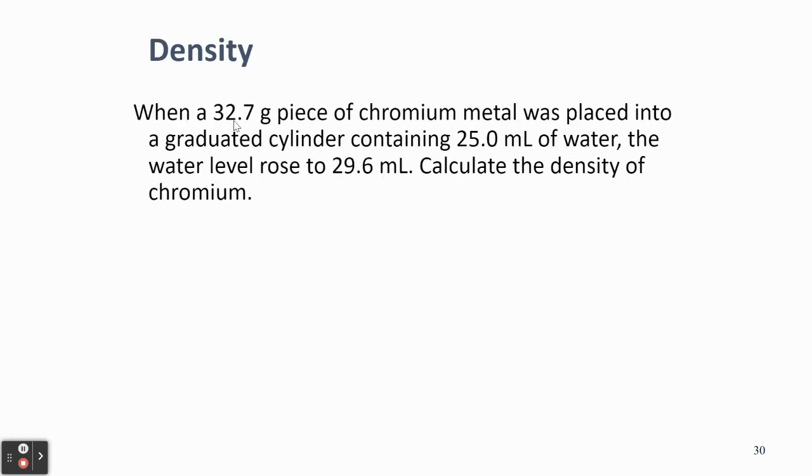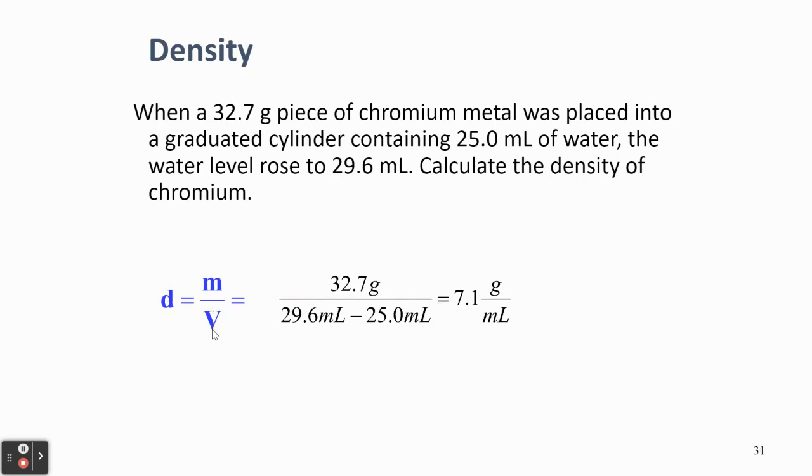So looking at another example, when a 32.7 gram piece of chromium metal is placed into a graduated cylinder containing 25.0 milliliters of water, the water level rose to 29.6 milliliters. Calculate the density of chromium. So density equals mass divided by volume. Our mass is given to us as 32.7 grams. The volume is going to be calculated by taking the difference between the initial volume, which is 25.0 milliliters, and the final volume, which is 29.6 milliliters. And we get a density of 7.1 grams per milliliter.